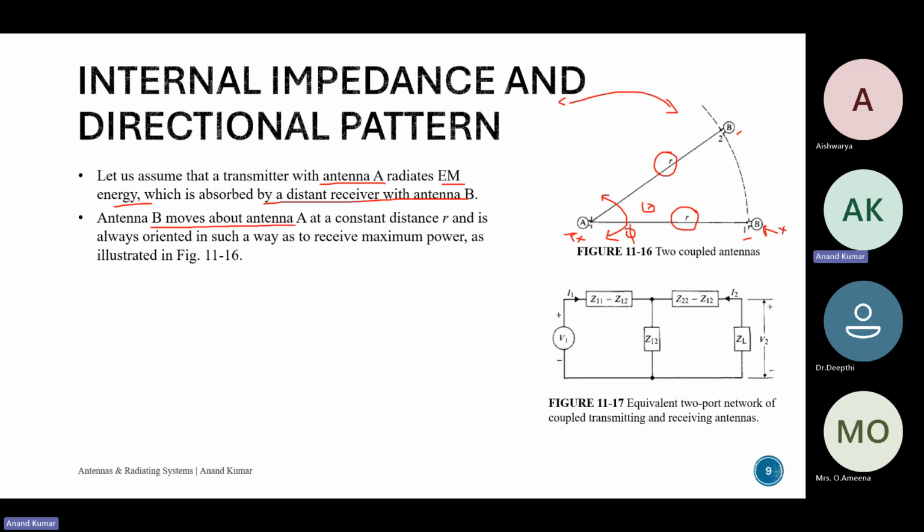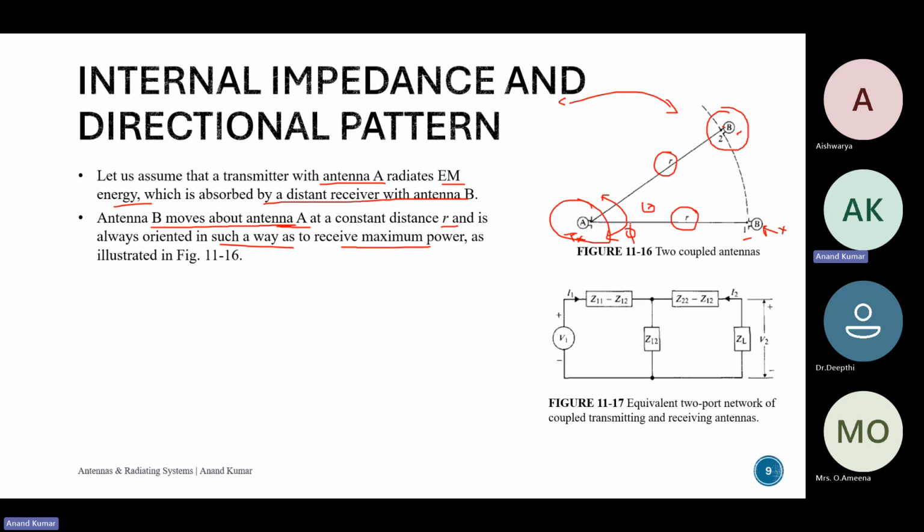So antenna B moves about antenna A at a constant distance r and is always oriented in such a way to receive maximum power, as illustrated. Over here we're considering omnidirectional antennas to keep the calculations very simple. It radiates equally in all directions, and antenna B receives equally in all directions. Let's say it's an isotropic pattern, and we're keeping it at a fixed distance, and so it receives maximum power.